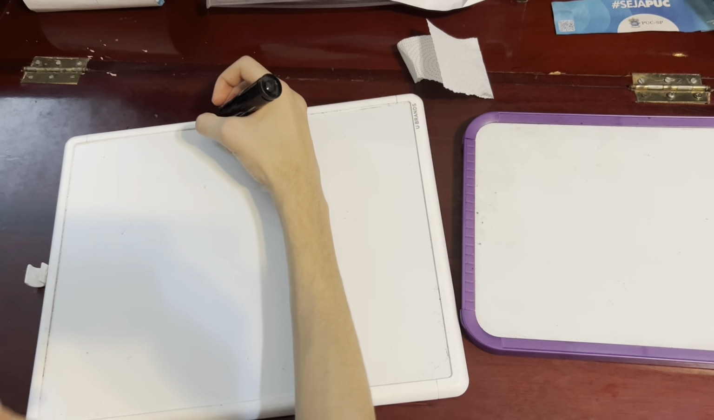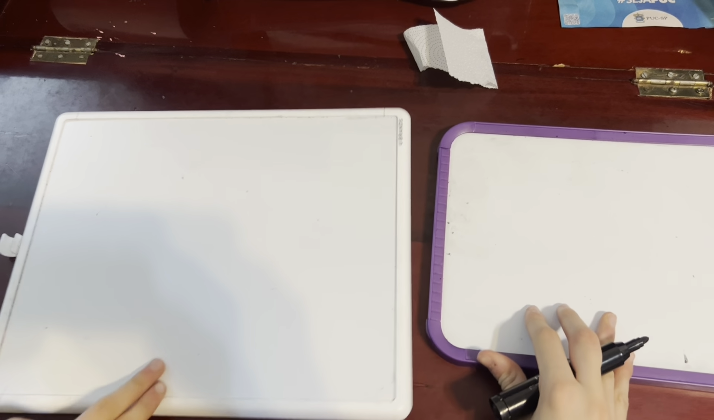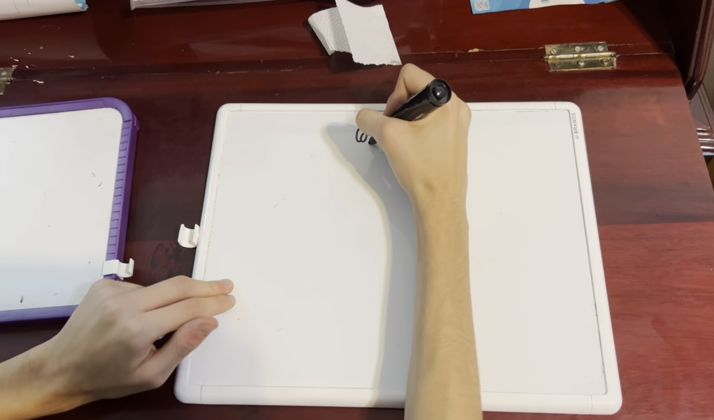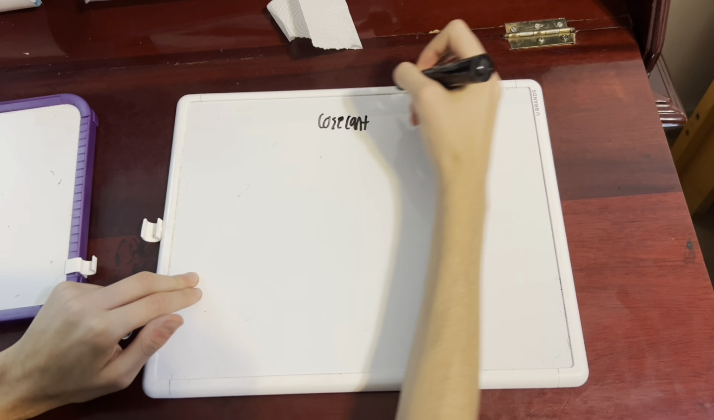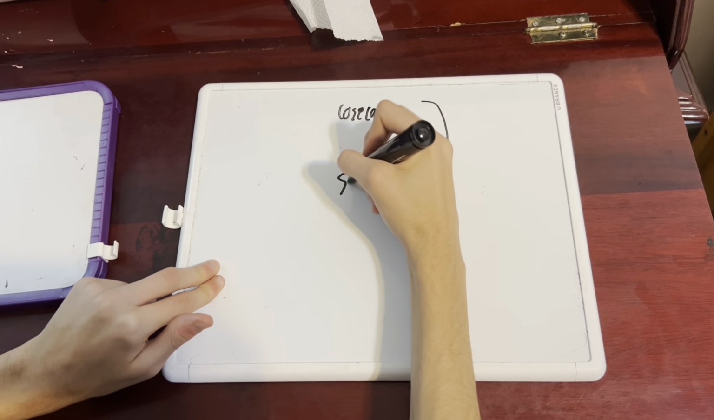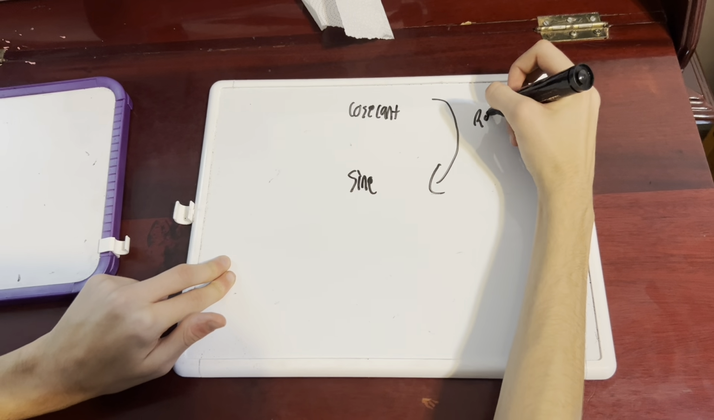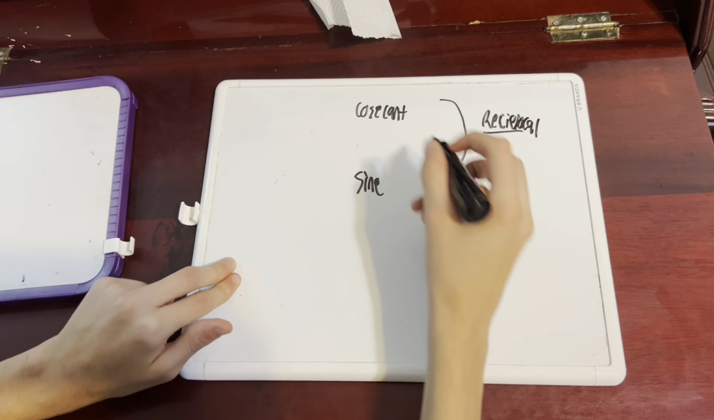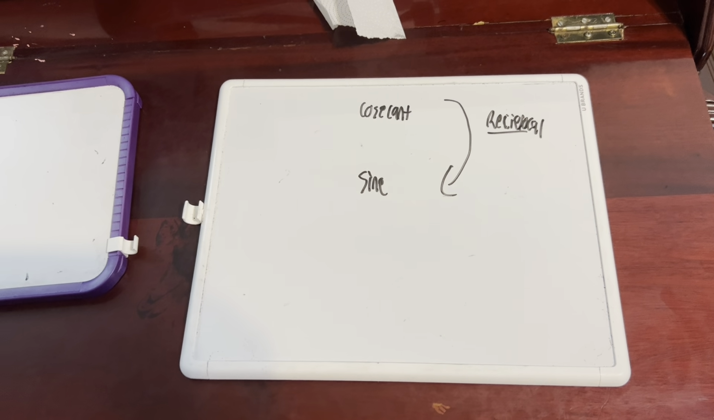Right, so in this video, we're going to be learning how to graph cosecant, which is the reciprocal of sine. Reciprocal. This is the reciprocal of sine, right?